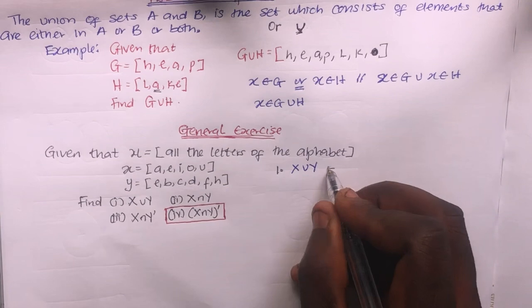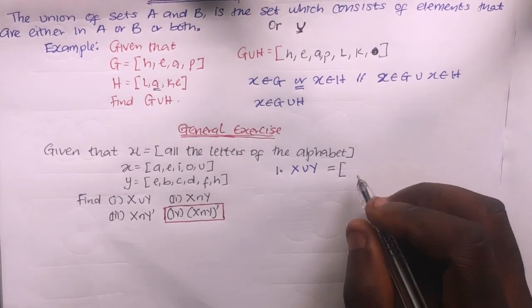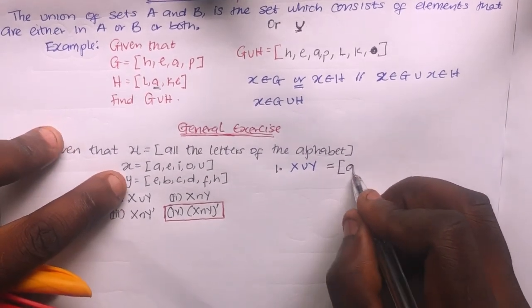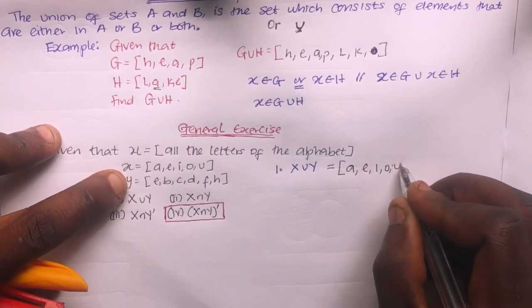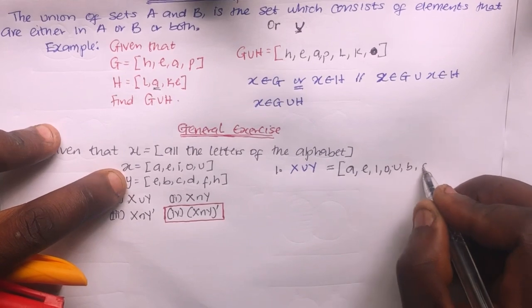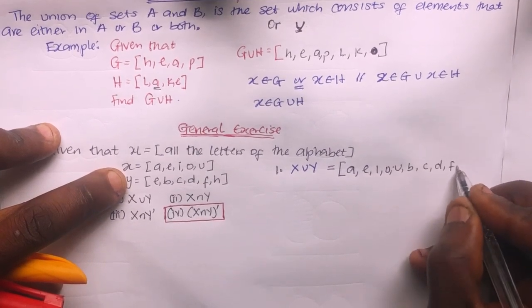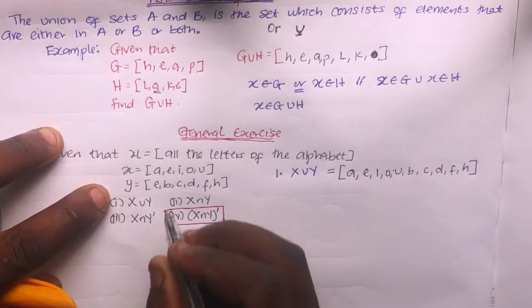Then moving here, you have to find X union Y. X union Y will be equal to elements that are in X or Y. That's A, E, I, O, U, B, C, D, F, and also H. You are not going to repeat any element twice. Take note.